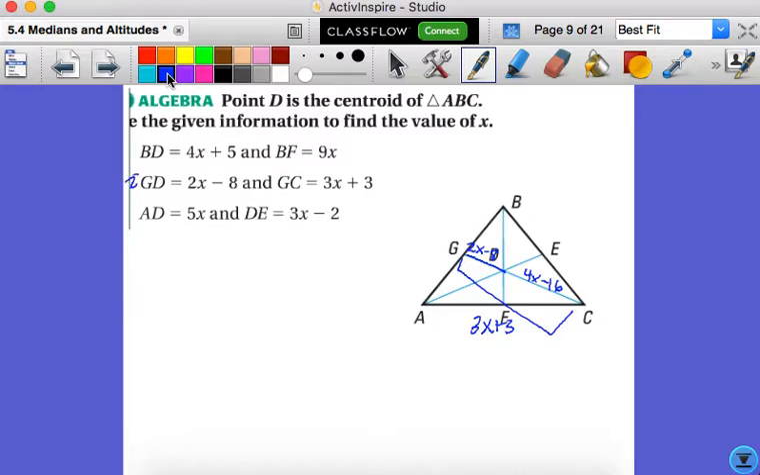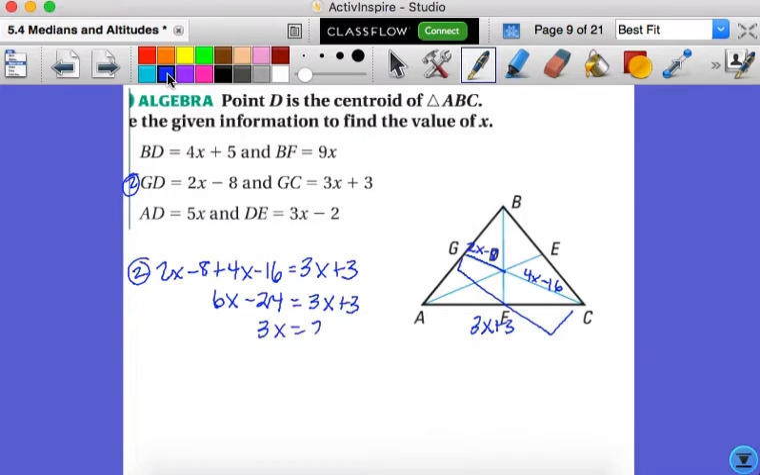So put together, 2x minus 8 plus 4x minus 16 should equal 3x plus 3. Altogether, I have 6x minus 24 equals 3x plus 3. So my x value should come out to be 9.